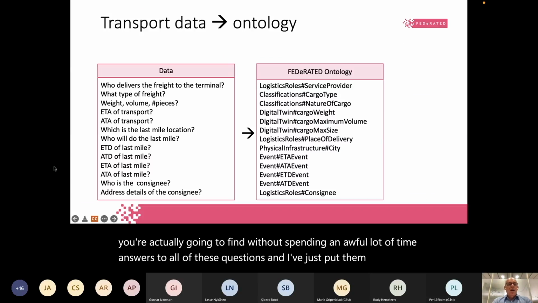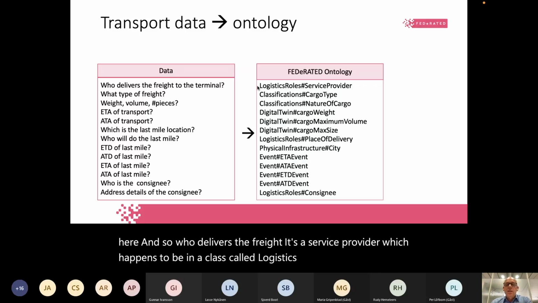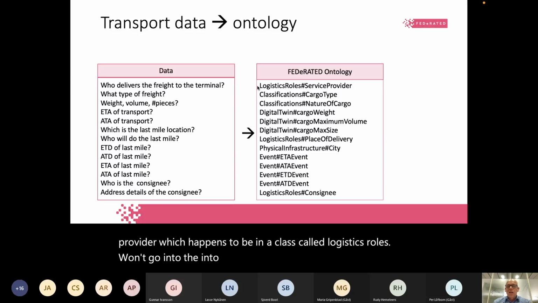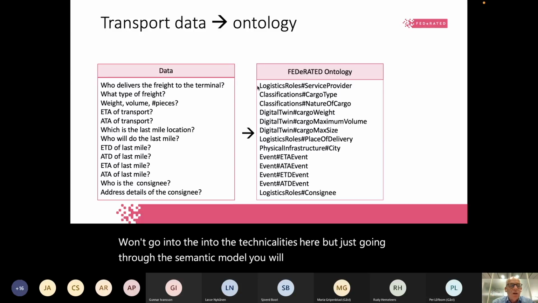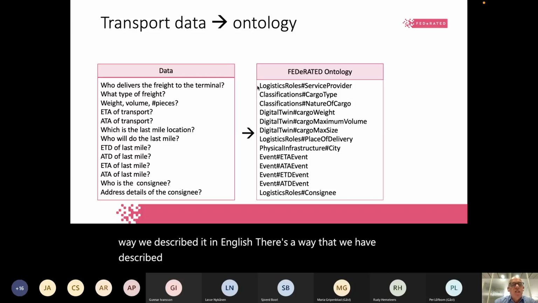And so who delivers the freight? Well, it's a service provider, which happens to be in a class called logistics roles. Okay, we won't go into the technicalities here, but just going through the semantic model, you will find that for each of the ways we described it in English, there's a way that we've described it in the model, which makes sense. So what type of freight?